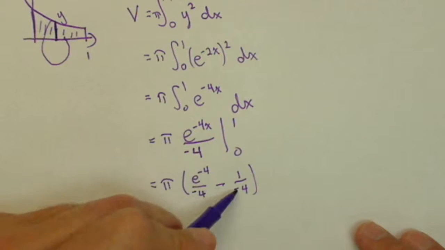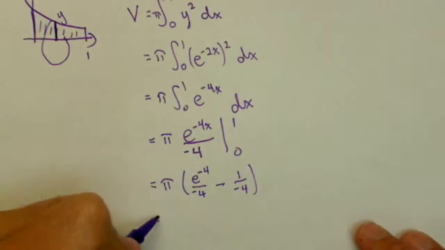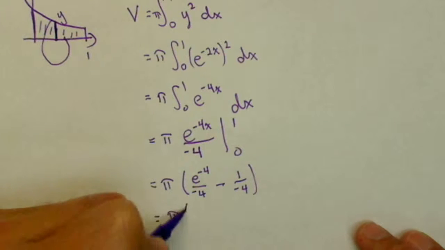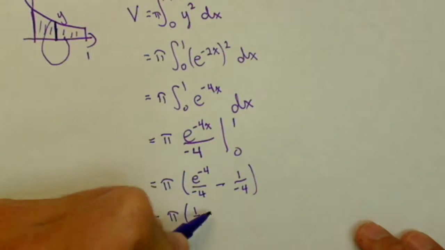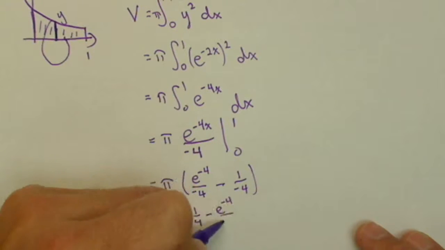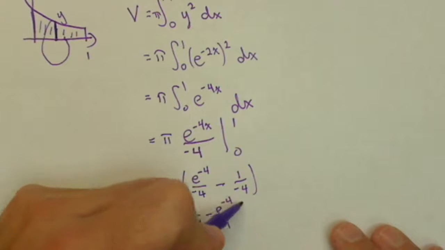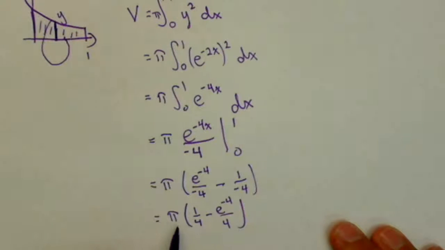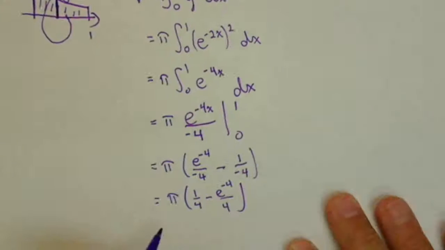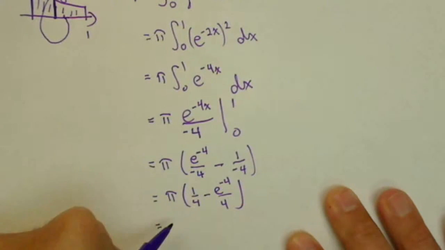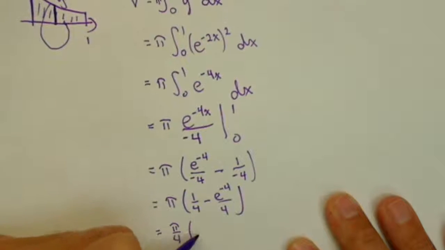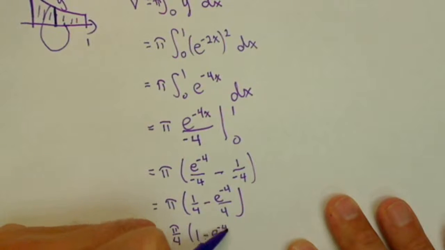So the negative and the negative are going to make that positive, so one way we might write the answer is pi times 1/4 minus e to the negative 4 over 4. Or we could pull out the 4th and put it underneath the pi, so pi over 4 times 1 minus e to the negative 4th.